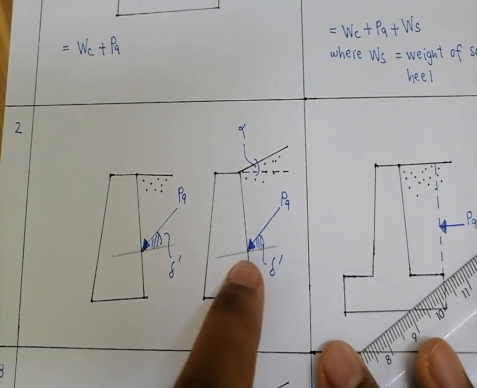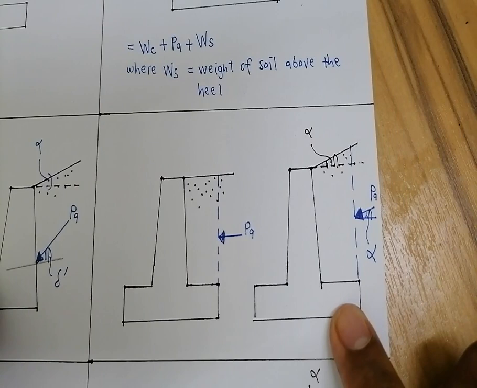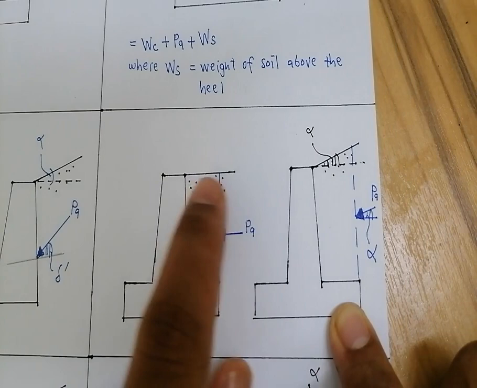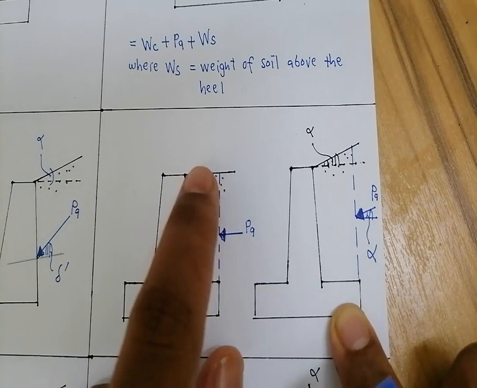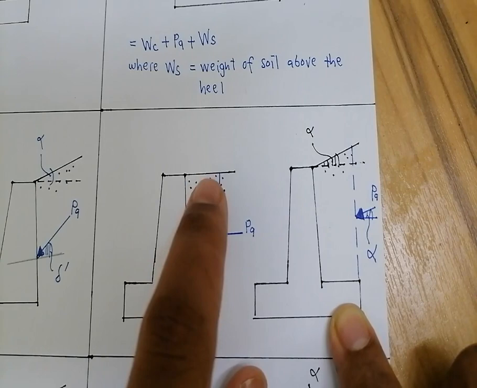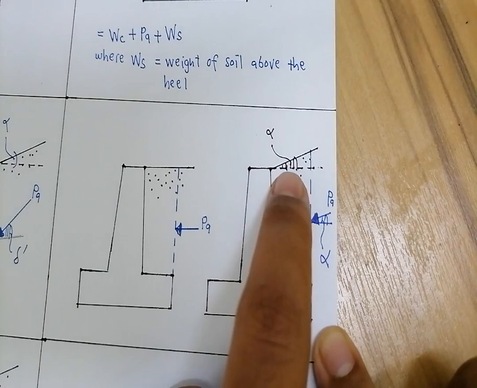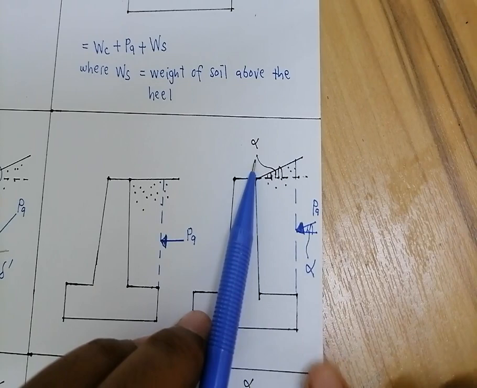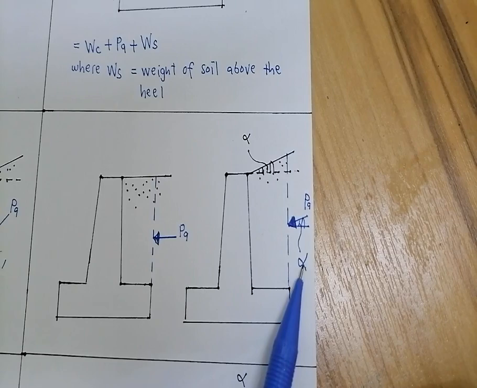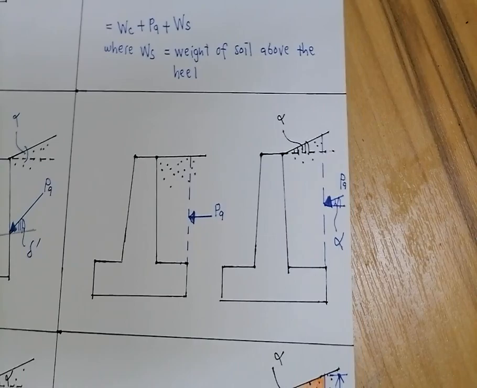But for Rankine, it is straightforward. For Rankine, if the backfill is horizontal, then PA is also horizontal, parallel to the backfill. If the backfill is at an angle, sloping backfill, then PA will do the same. So if we can see here, it is sloping at an angle alpha. So when you draw your PA, it is also sloping at an angle alpha to the horizontal. All right, it's okay. I'll give you guys a copy of this paper.